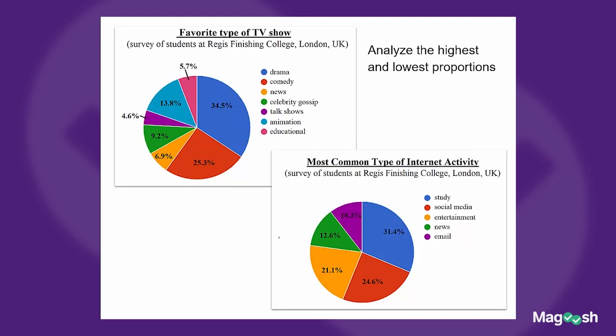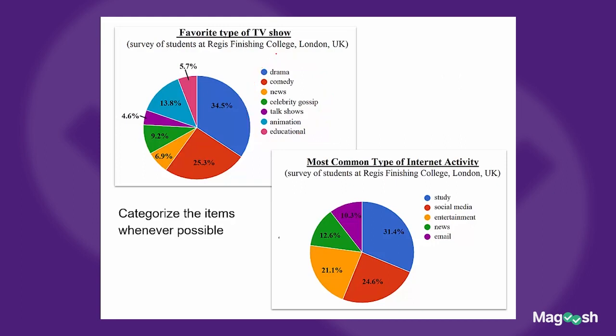Well, as we look at our sample question, which proportions stand out most to you? Clearly, the drama and comedy categories stand out as favorites in the first chart, right? The educational shows and talk shows being the least popular on this first chart here. On the second chart, studying and social media make up the most common internet activities, with email and news as the least common. Okay, these are things you'd want to report about in your response, okay?